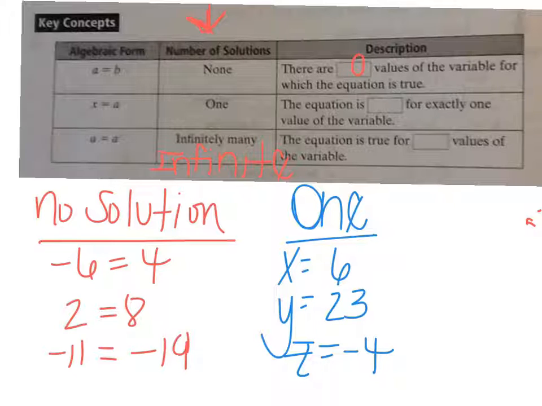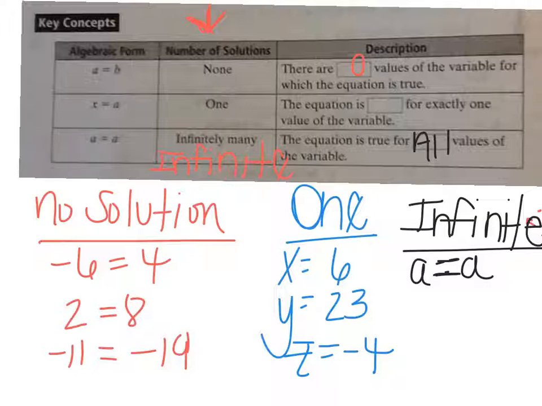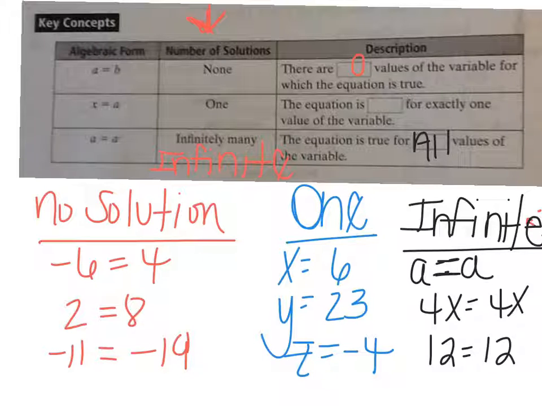And the last one, infinite, or infinitely many, this one's all values. Infinitely many is going to look the same on both sides. Now it might be the same with variables, like a equals a, or 4x equals 4x, or it might be the same with numbers, 12 equals 12. Whatever it may be, it's going to look the same.